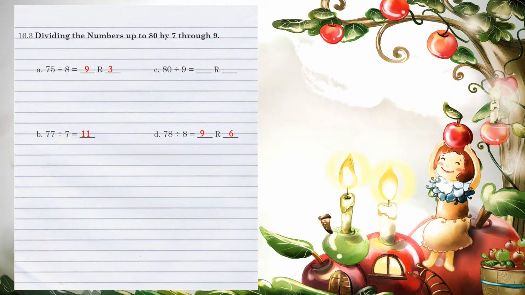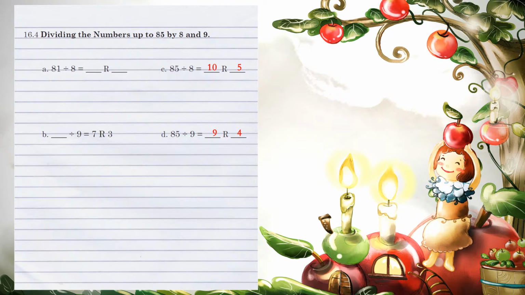Let's look at example C. 80 divided by 9. That is not going to give us an even number or a whole number. So therefore you ask yourself, what number times 9 gives you closest to 80 without going over? Well, we know 9 times 9 is 81. That's over. So we have to look at 9 times 8, which is 72. When we subtract those two, or when we take 72 away, we get 8 as a remainder.